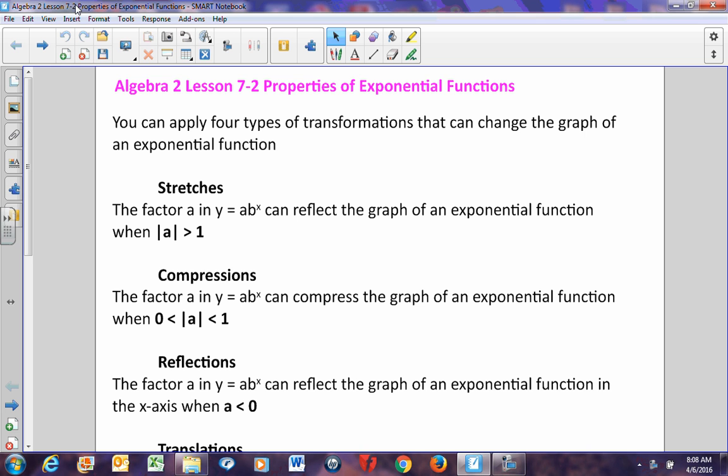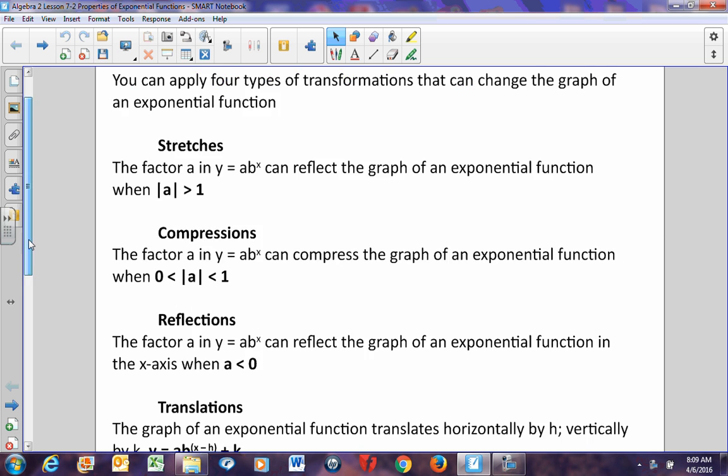The factor a in y equals a times b to the x can stretch the graph of an exponential function when the absolute value of a is greater than 1. Okay? So that will stretch it, it'll also reflect it. You can compress it, which is the factor a in y equals a times b to the x can compress the graph of an exponential function when the absolute value of a is between 0 and 1.